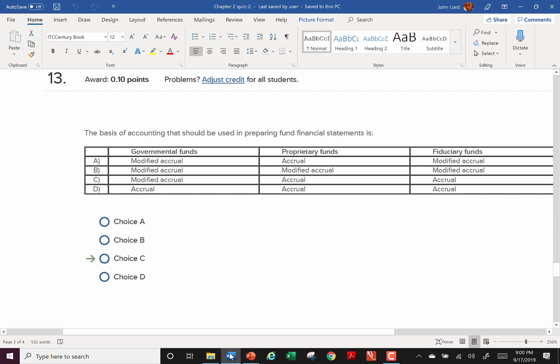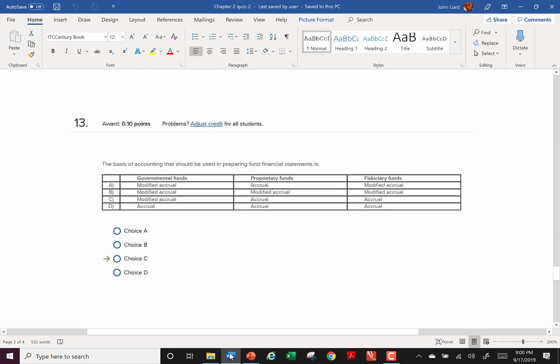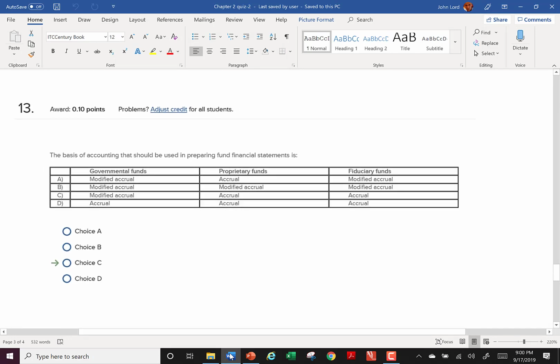That's it. No, one more. Number 13. This is that table, isn't it, that I put the stars on? Okay, and so we've got what? For our governmental funds, modified accrual. For our proprietary funds, full accrual. For our fiduciary funds, full accrual, right? I could add another column here, which would be our government-wide. It would also be full accrual, right?